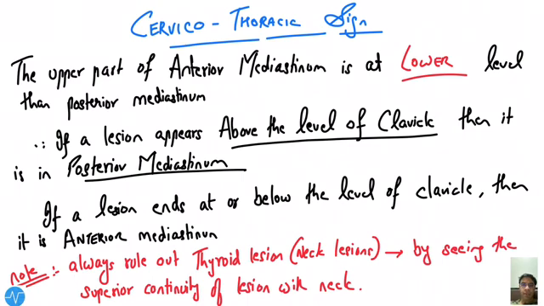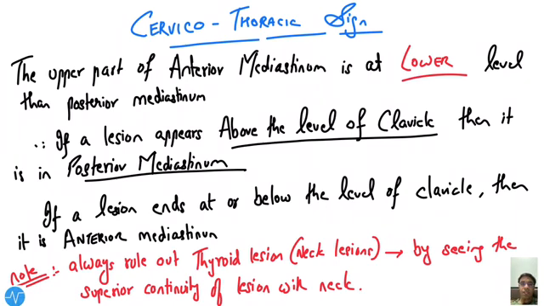Cervicothoracic sign. Remember, normally the upper part of the anterior mediastinum is at a lower level than the posterior mediastinum. The landmark for this is the clavicle.